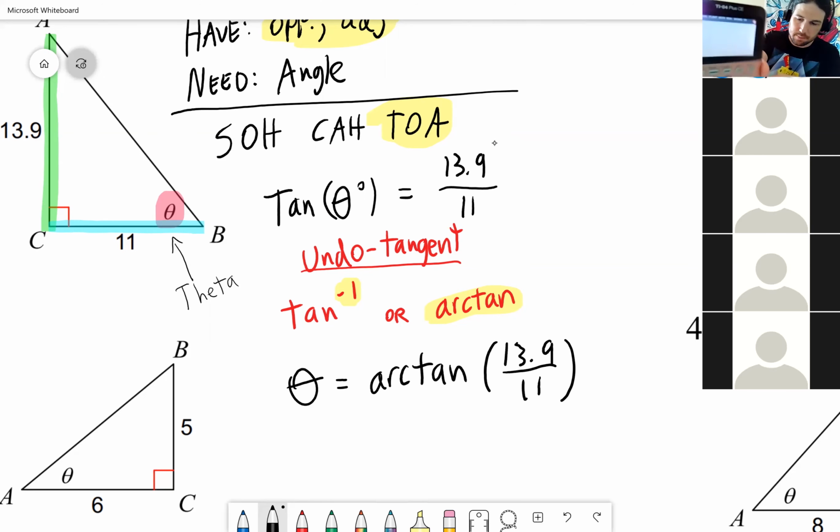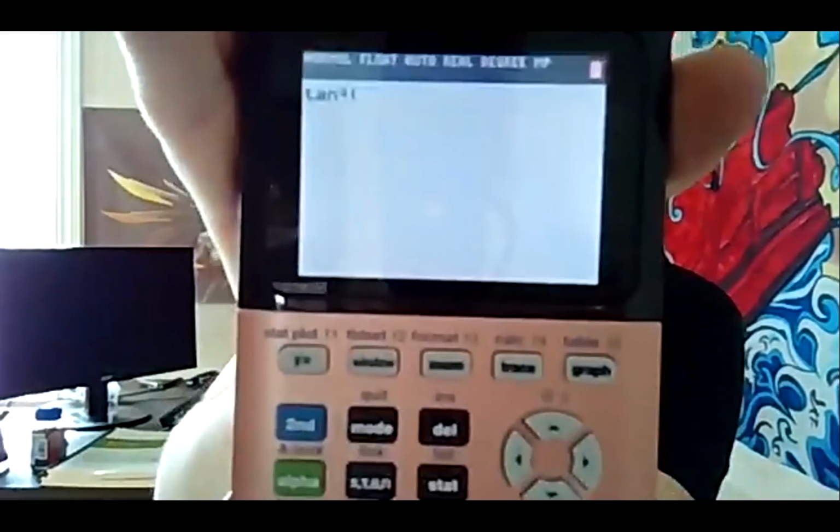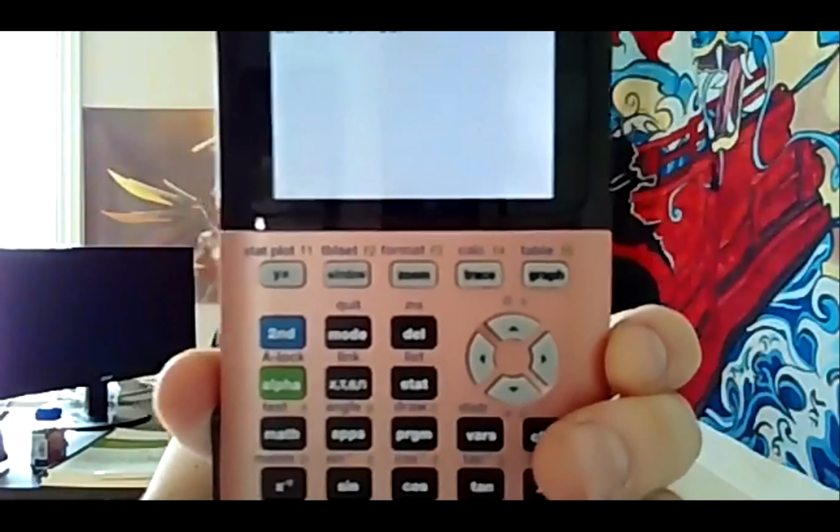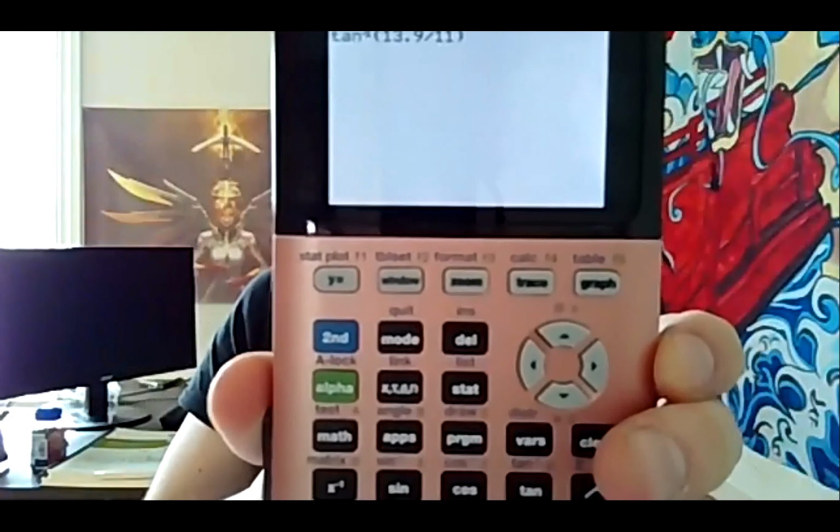On my calculator, I'm going to hit the second button and then the tangent button, and it should give me that tangent -1 of 13.9 divided by 11. So this is what it would look like on my calculator. A Google calculator would work much the same.